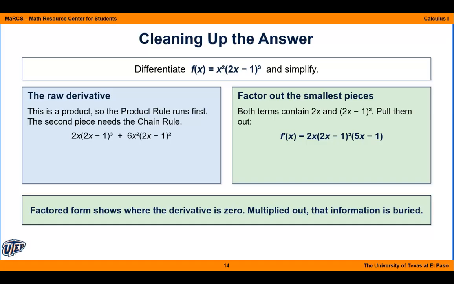Both terms contain 2x and 2x minus 1 squared. Factor out those common pieces to give us f prime of x is equal to 2x times 2x minus 1 squared times 5x minus 1. The factored form makes the zeros of the derivative easy to identify. x is equal to 0, x is equal to 1/5, and x is equal to 1/2. If we multiply the derivative out, those values would be much harder to see.